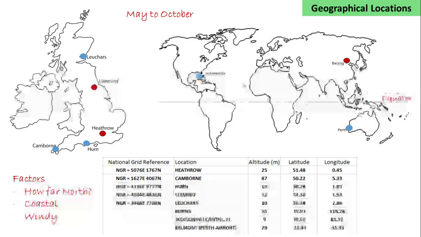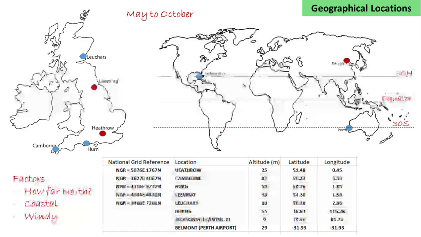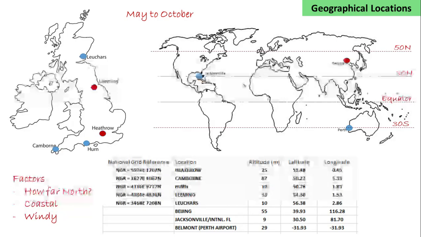Looking at the world map, we'll put on the equator, and we'll see that Perth and Jacksonville, Florida are about 30 degrees north of the equator and 30 degrees south of the equator. The UK is at a latitude of 50 degrees north and Beijing is at 39 degrees north.